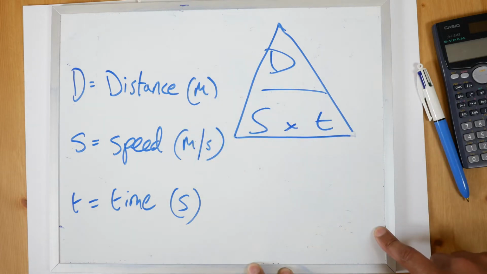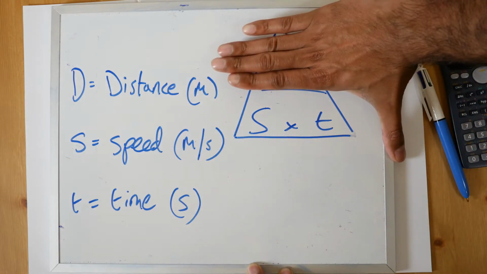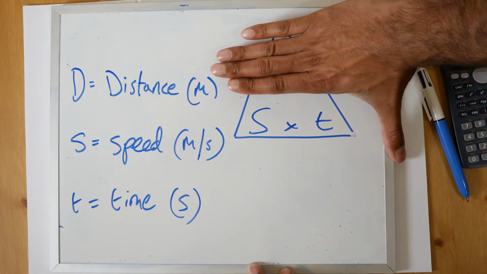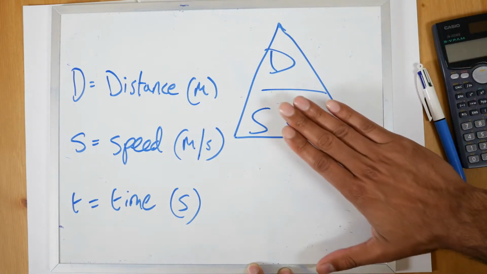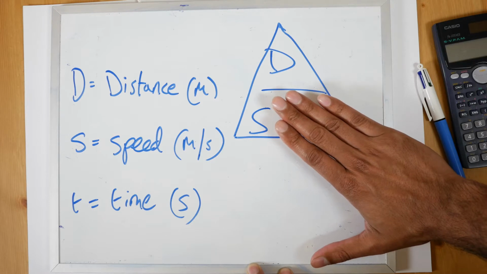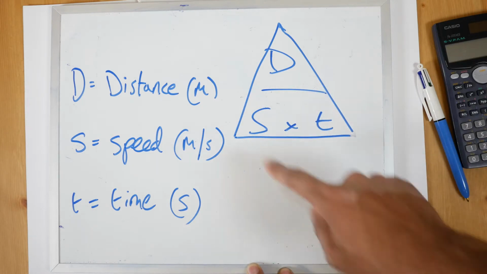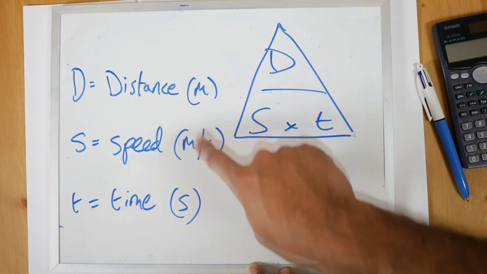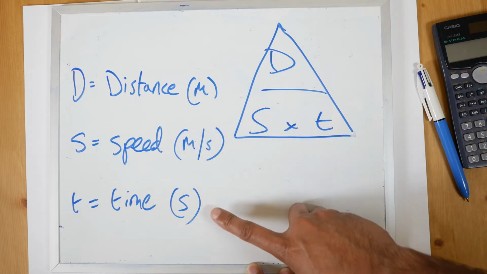If we want to work out the distance, we cover up the D, and what we're left with is speed times time. And if we want to work out the time, we cover up the T, and what we're left with is distance divided by speed. The units for distance are meters, for speed it's meters per second, and for time it's seconds.